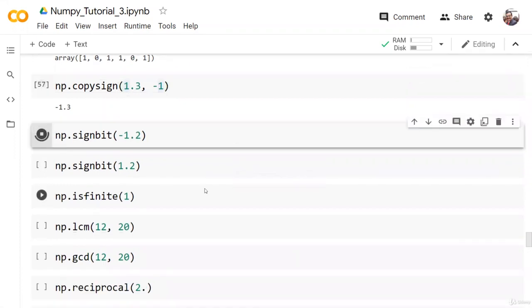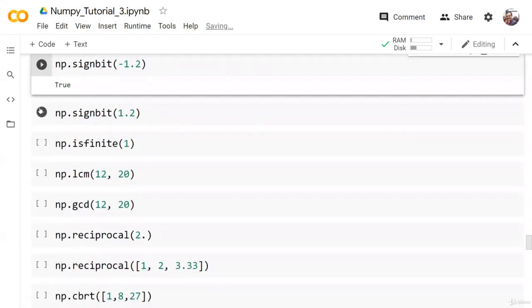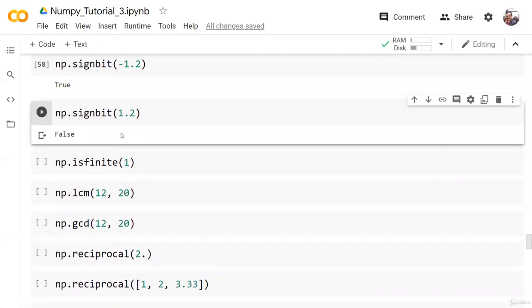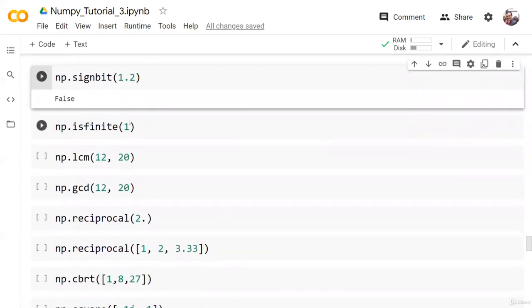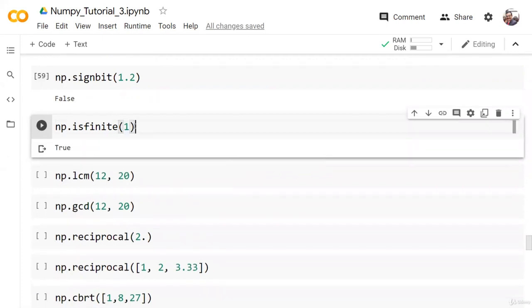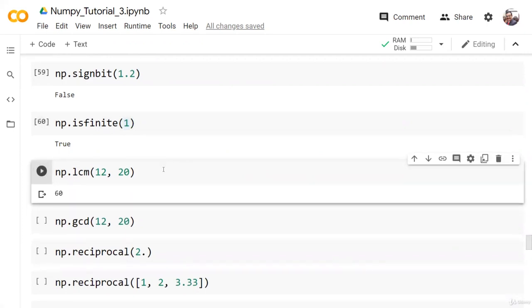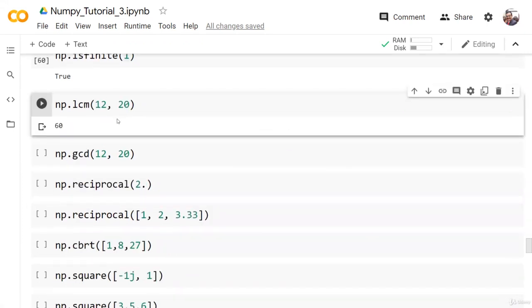I can check whether it is a sign bit or not. If it is negative, it is going to say true, and positive, it is going to say false. I can check whether the number is infinity or not, or sorry, finite or not. Yes, it is a finite number. Okay. I can just check out the LCM of that, I was just writing LCM.